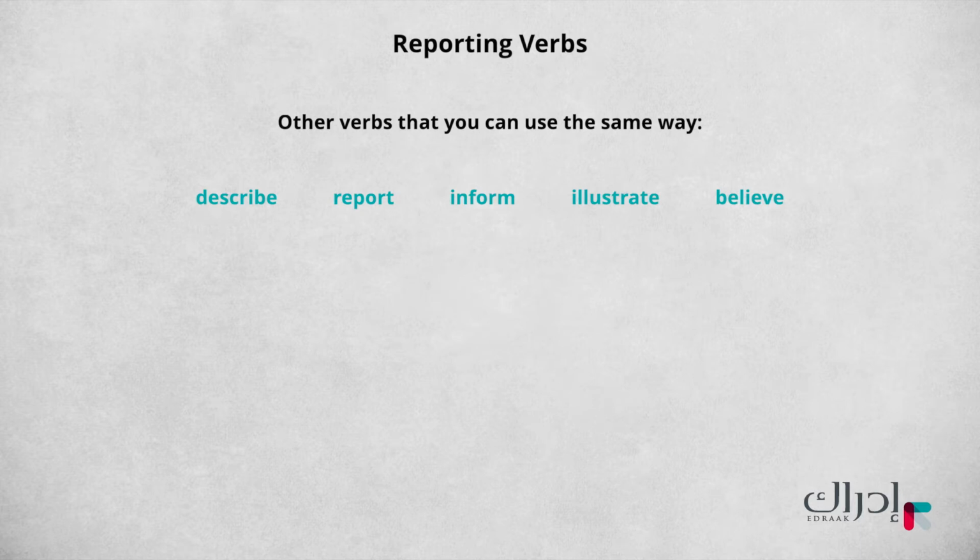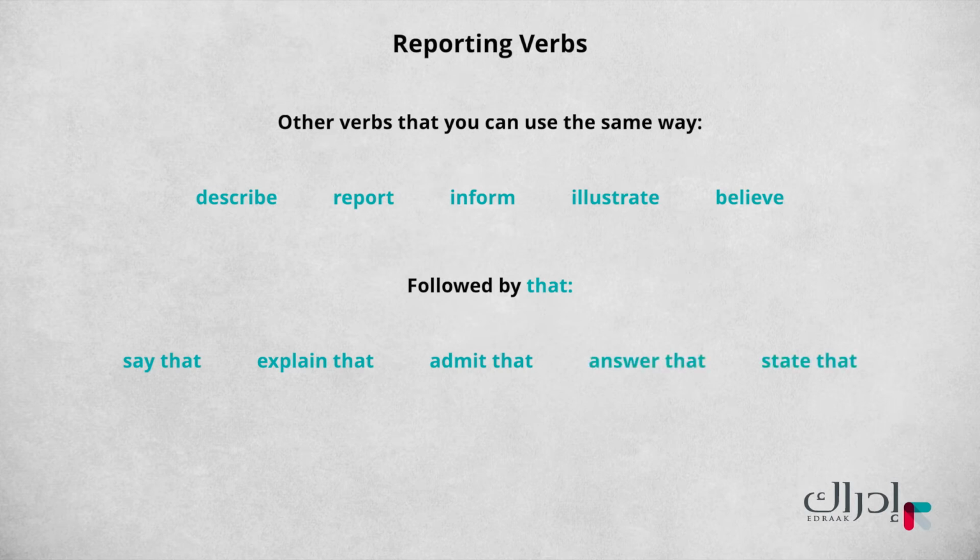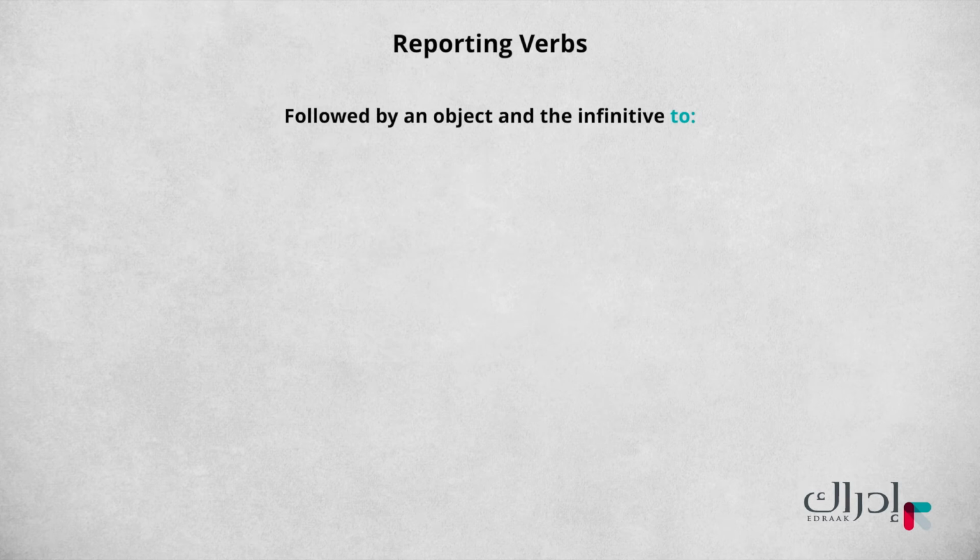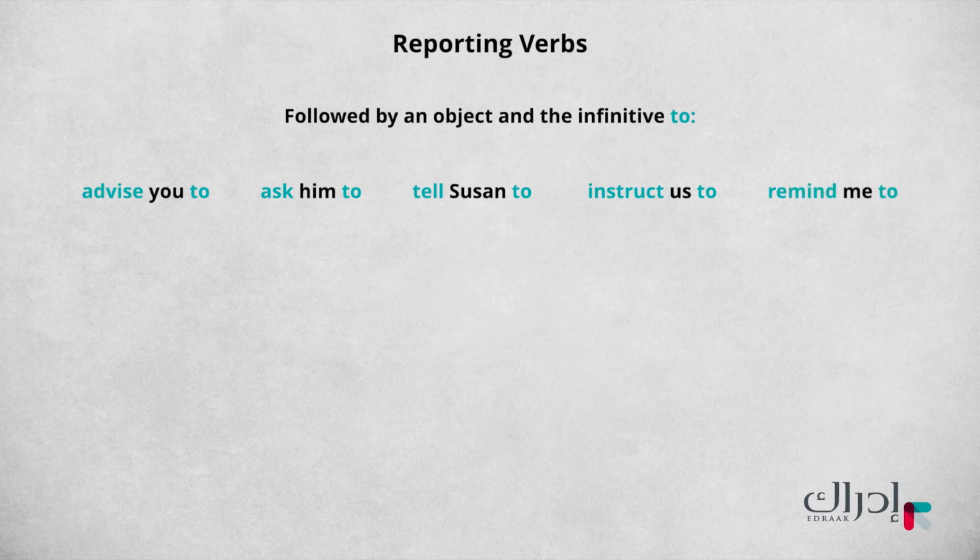Notice how some reporting verbs are often followed by that. For example, say that, explain that, admit that, answer that, state that, while others are followed by an object and the infinitive to. For example, advise you to, ask him to, tell Susan to, instruct us to, remind me to. And some are not followed by anything, such as describe. Try to look up other verbs yourself and notice their structure when using them in a sentence.